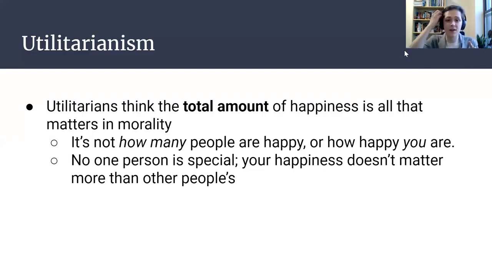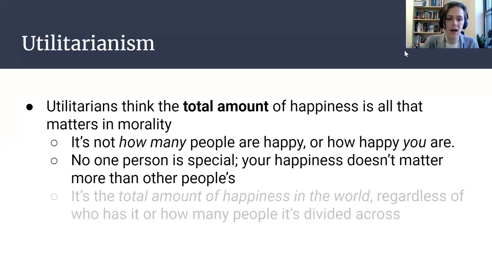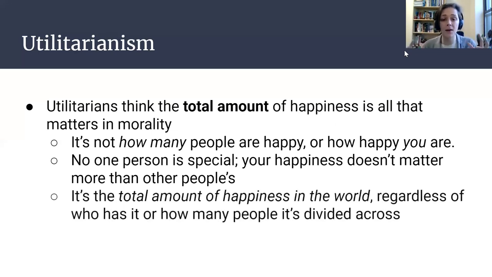Now, that doesn't mean every person has an equal amount of happiness. Some people are happier than others. You can make one person a lot happier than you make another person. But which person feels that extra happiness doesn't matter. Who is happy isn't important. Only how much happiness is there matters. How much happiness is there in the world? The total amount of happiness in the world. All the pleasure in the world minus all the pain in the world. Get that number as high as possible and you're doing something morally good. Reduce that number and you're doing something morally bad.